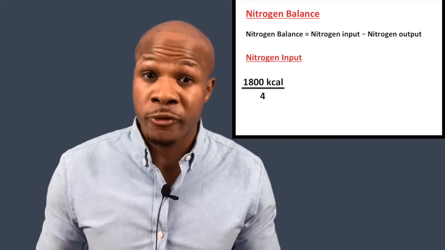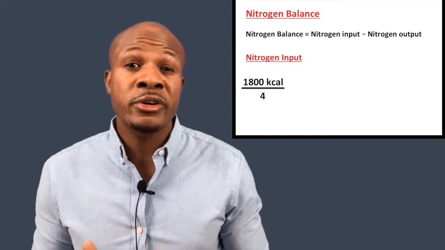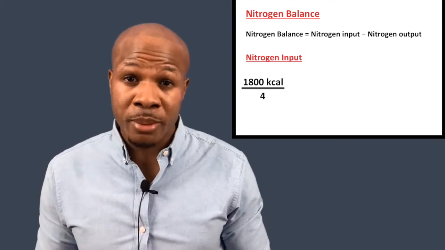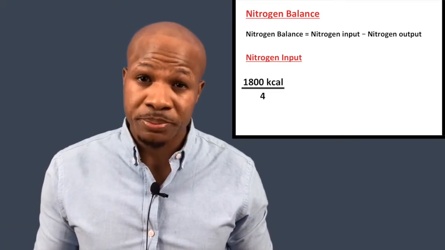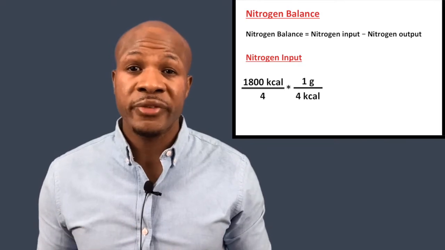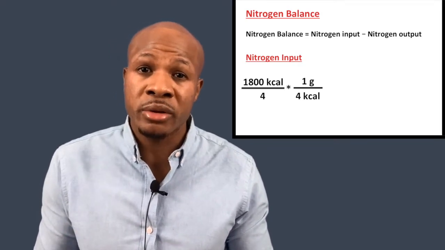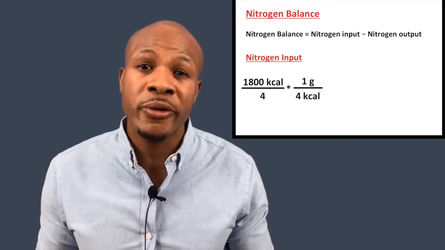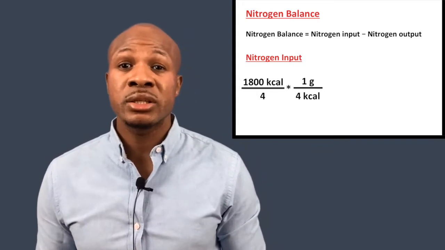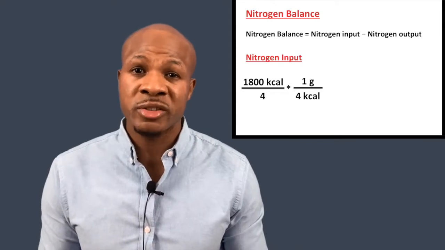Now we need to convert that into grams. How do we convert from calories to grams for protein? There are 4 calories in 1 gram of protein. So we divide 450 by 4 to get the total amount of grams of protein. When we divide 450 by 4, we get 112.5 grams. So this patient consumes 112.5 grams of protein per day.